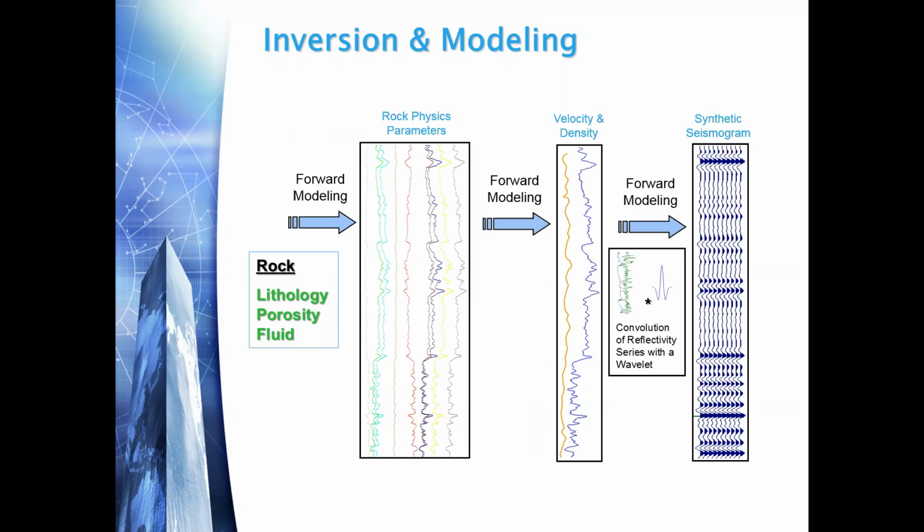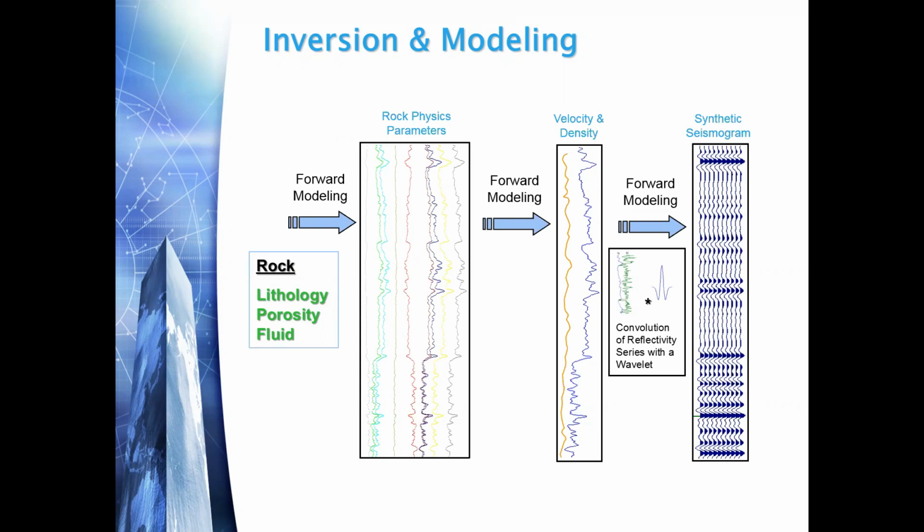This we can do as forward modeling on the computer, but in the real earth, the same thing is happening, that the seismic response that we get is basically due to the rock's basic constituents, that is the lithology, porosity, and fluid. And these three things govern the elastic properties, which in turn control the velocity and density. And because of the contrast in these parameters, we get the seismic response.